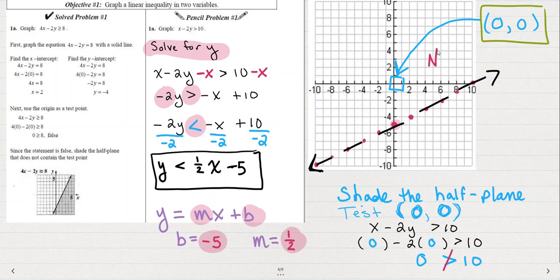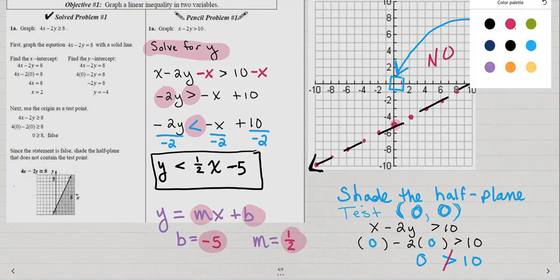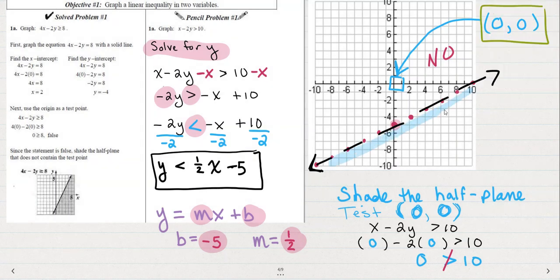So I know that I don't want the half plane that includes (0, 0). I want instead to exclude the (0, 0). So what I'm going to do is shade in the lower half of the plane. That's this part down here. And this half plane with its broken line would be the solution to x minus 2y is greater than 10.